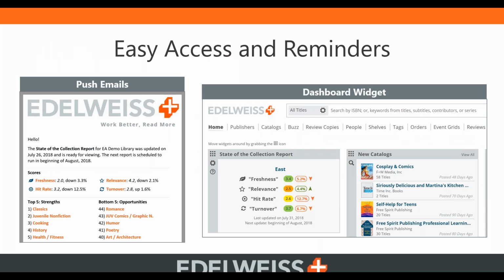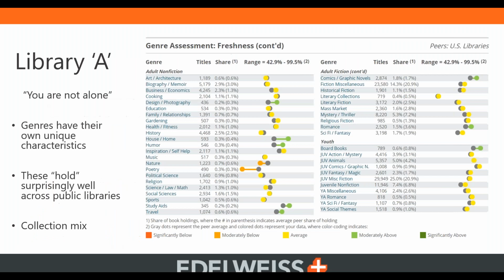So viewing the state of the collection report is really easy. All you need to do is add a widget to your dashboard and it will come up here. And then we also email you a report when it has run. And you can choose monthly, quarterly, or semi-annually report options with pricing based on the number of reports you want to receive per year. So I'll give you a couple examples of how libraries have used this.